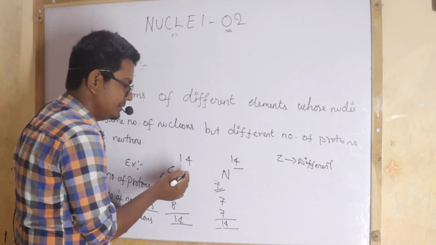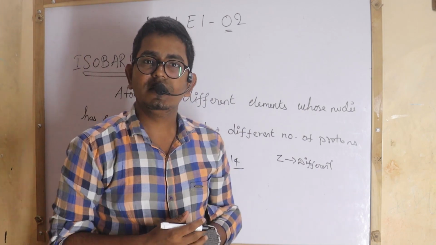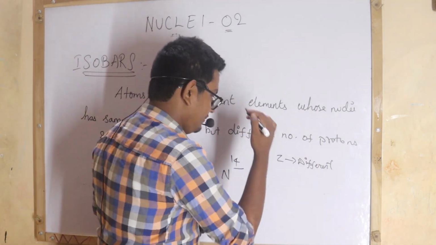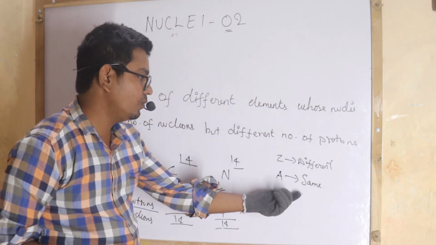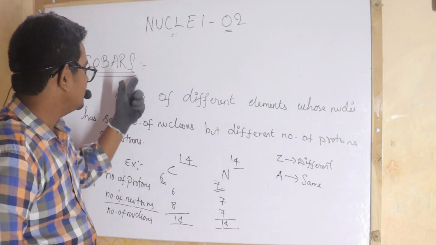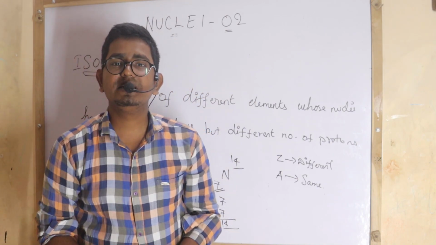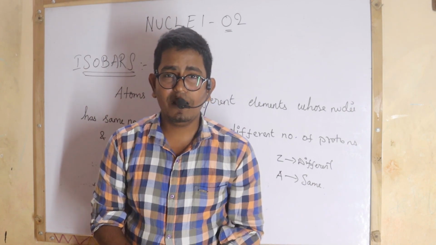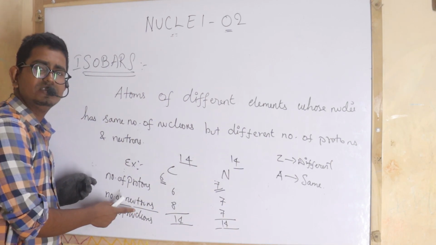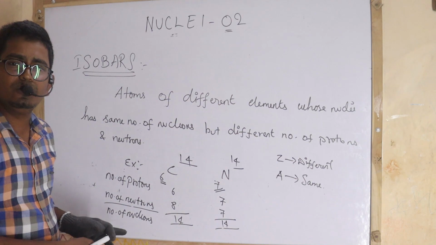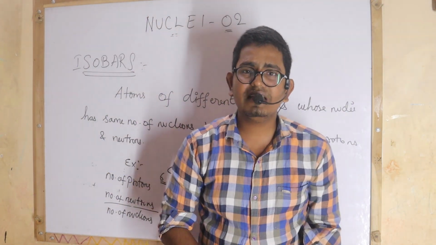And here you can see it is the mass number. Here the number of nucleons is same, and number of nucleons is only known as mass number. So I can say that the A is same. So I can make one more definition for the isobars: atoms of different elements having the same mass number but different atomic number are known as isobars. So as you can see here, the number of protons is different, number of neutrons is different, but the number of nucleons is same. If the given elements' number of nucleons is same, then we can say those elements are known as isobars.